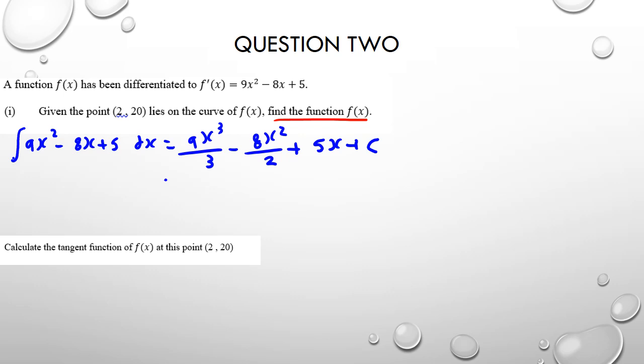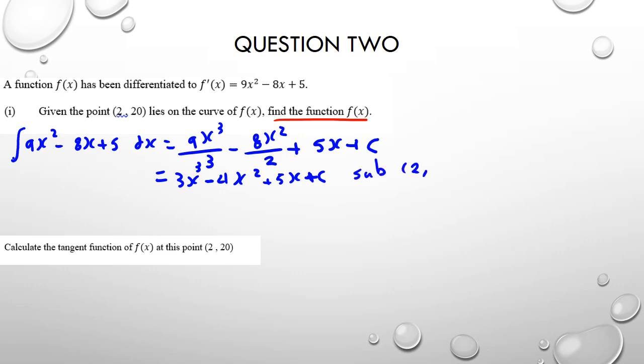Now simplify. I end up with 3x cubed minus 4x squared plus 5x plus c. That's not the f(x) fully, because I still have c unknown. So I'll use the second part of the information in the question, which says it lies on the point (2, 20). So when x is 2, y is 20. So I'll substitute.